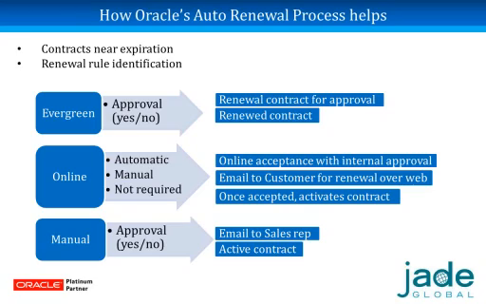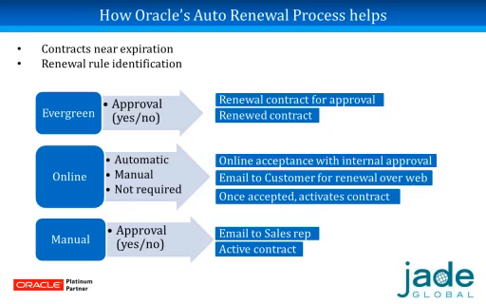The second process is the online process. The online process has 3 different variations to suit the business requirements. One can be an automatic process, the second one is the manual process, and the third one is an approval not required process. Essentially, the online process covers the online acceptance portal, where the customer can log into the self-service web page, where he can see his renewed contract and proceed with his payments and all that.